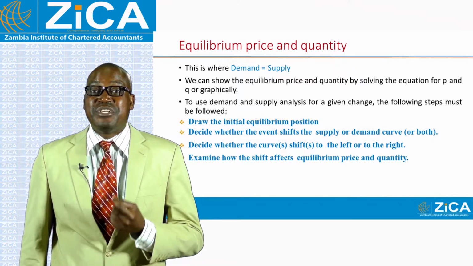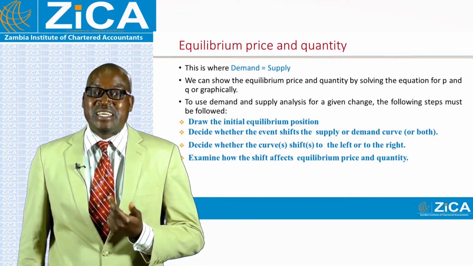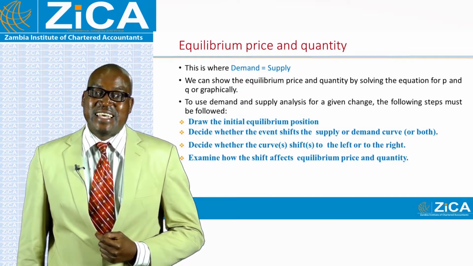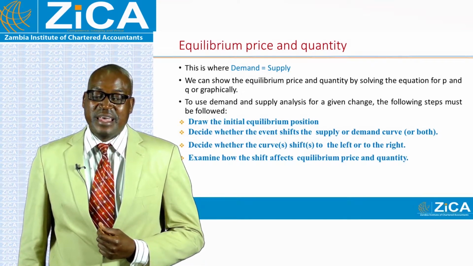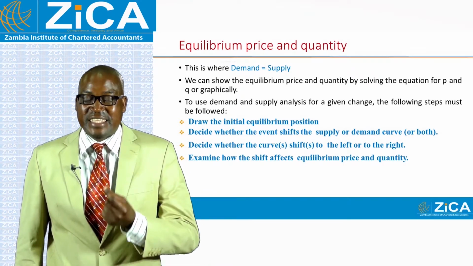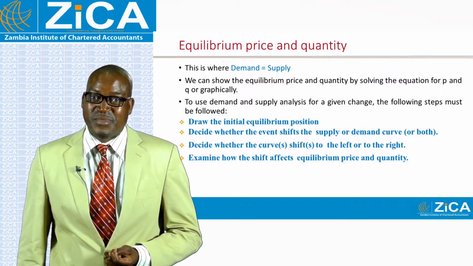First thing is that you need to draw the initial equilibrium. How do you do that? You need to draw the initial demand curve and the initial supply curve, and where they intersect, that is the initial equilibrium. Next, you need to look at, from the information given, the event that is given. Does it affect the supply curve or the demand curve?